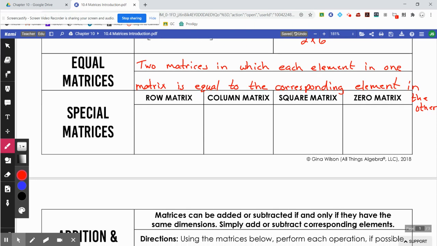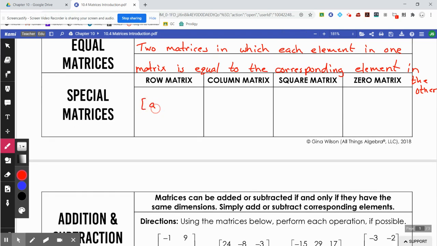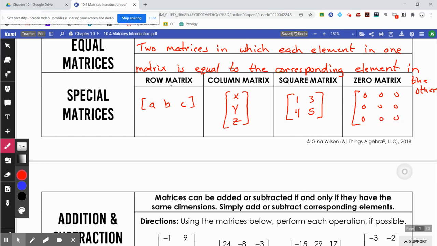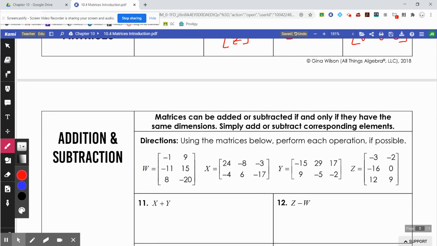Okay, some special matrices. First off, a row matrix. A row matrix is a matrix that contains only a row. So therefore, a column matrix would be a matrix that contains only a column. And it could have however many elements it wants, but that's a row matrix and a column matrix. A square matrix is a matrix that has the same number of rows as it does columns. So that's a 2 by 2 square matrix. And then a zero matrix is a matrix that contains all zeros. So that last one is actually a zero matrix, and it would be a square matrix because it's a 3 by 3.